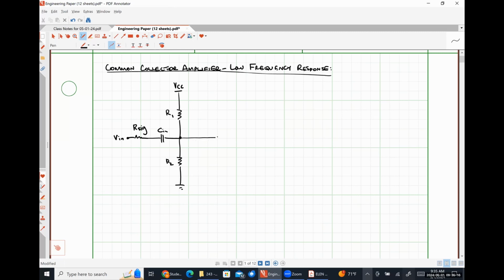Coming out this way, then we're going to have our amplifier itself. So connected to the emitter terminal, we're going to have some resistance Re, as well as our output stage, which is just a capacitance C out connected to a resistance RL, like so. Our output voltage is measured at this node. And then our collector is tied directly to ground.